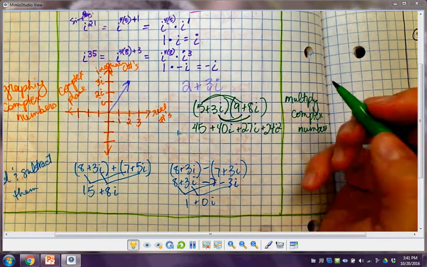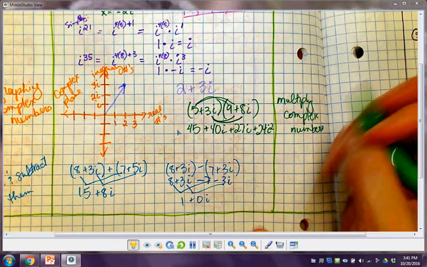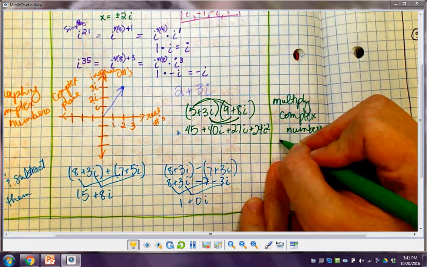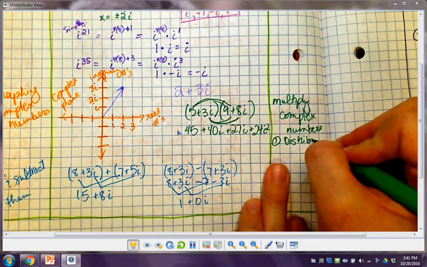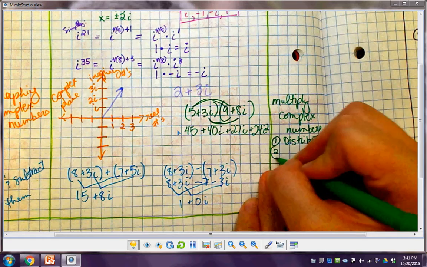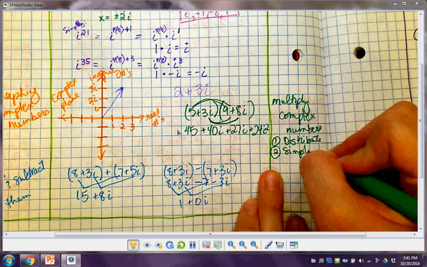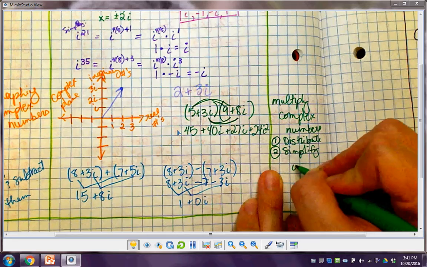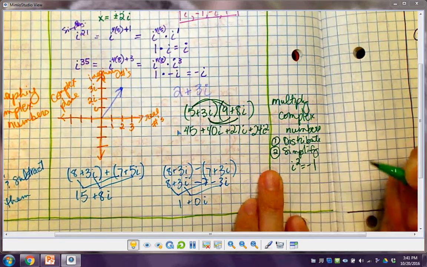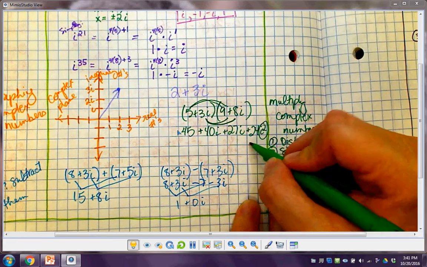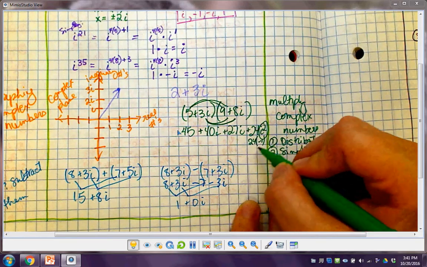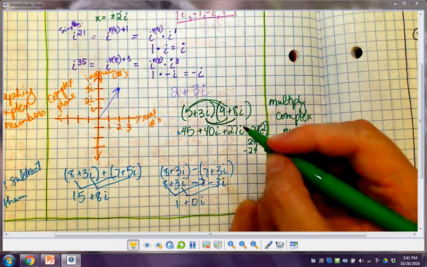Now we need to do some simplification. So let's write the steps over here. First, you distribute. Next, we're going to simplify. So there's two things we got to look for. We need to change i squared to -1. So right here, this is 24 times -1, which is going to be -24.